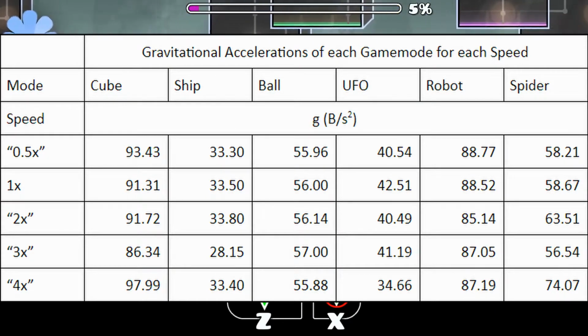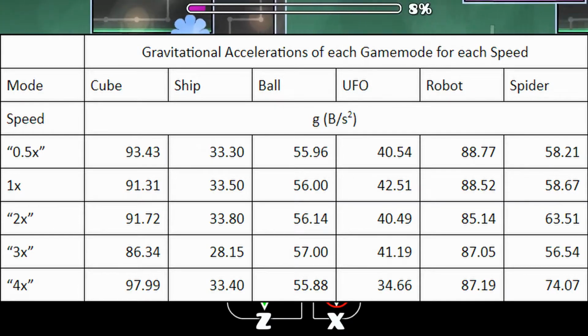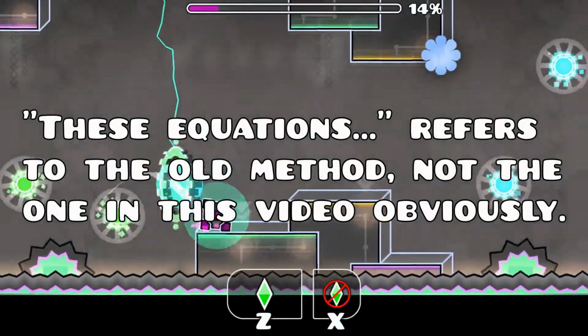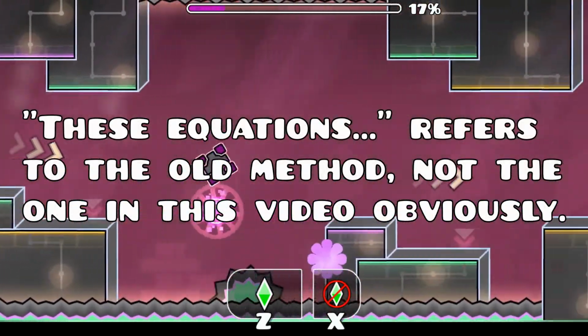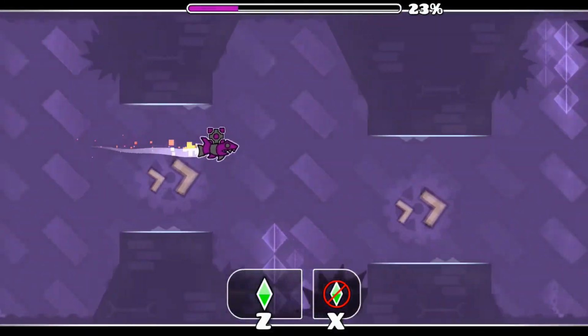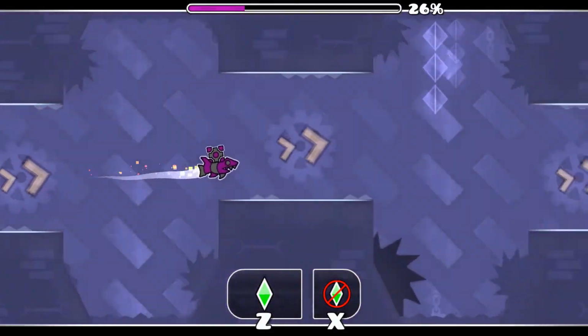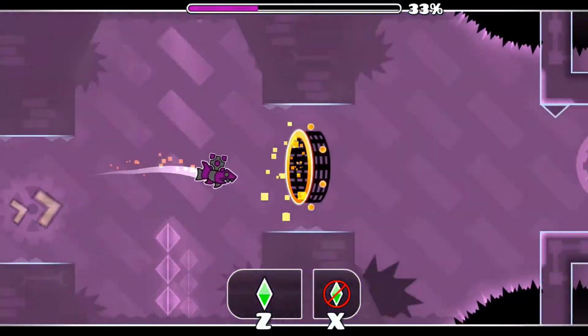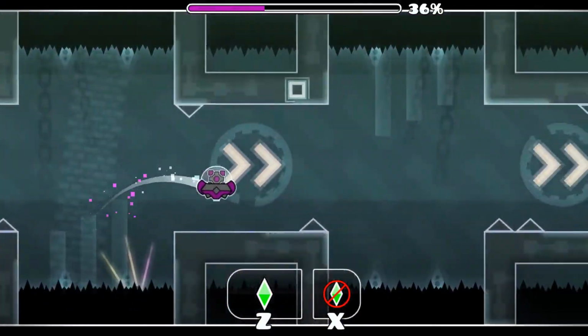I would like to mention that I originally had a different method for calculating the gravitational acceleration. However, using these equations was actually a lot more prone to human error. So, we've managed to calculate gravity in GD, and like many times in the series, I don't believe anyone has done this before, and well, now you know.